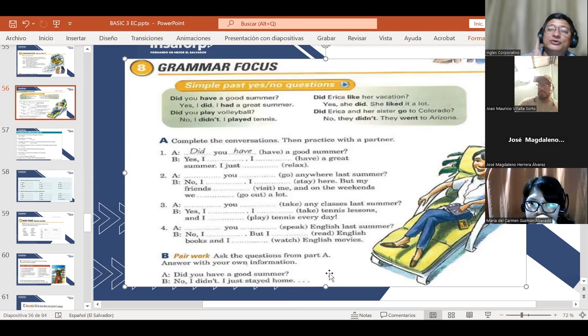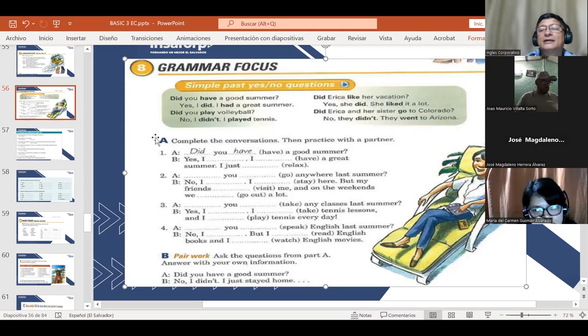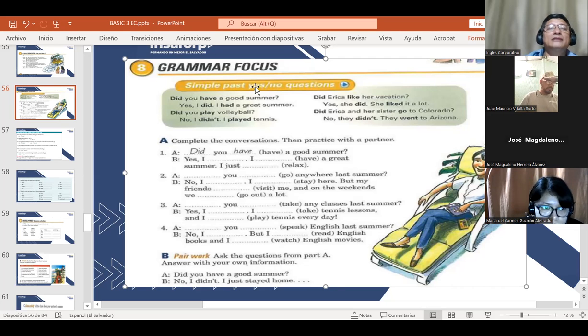So remember to answer yes, I did, or no, I didn't. Okay, obviamente, ¿verdad? Sí, así vamos a responder. Pero tienen que agregar una oración en pasado. Si no fue, si no salió, si esto y lo otro, diga qué hizo. ¿Ok? Y lo dice en pasado. All right? Be sure to use the verb in past. Understand the activity?